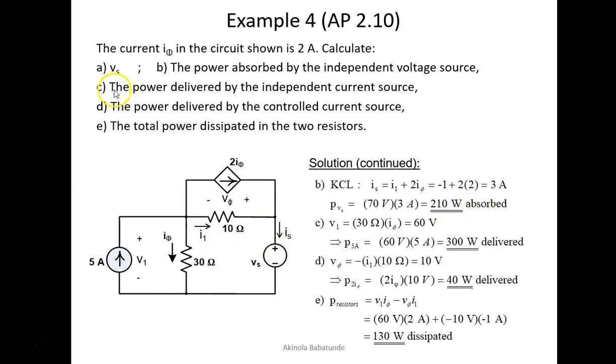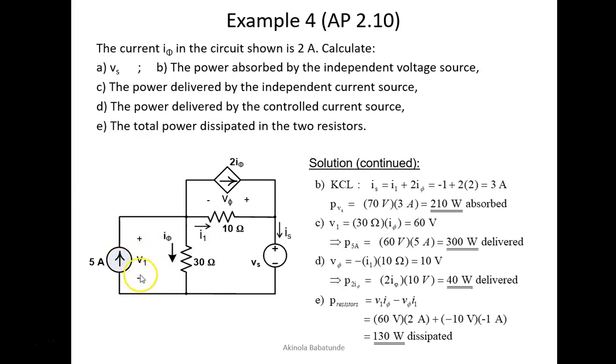In the C part, we were asked to find the power delivered by the independent current source. Where is the independent current source? This is it. The independent current source has 5 ampere, and then we are finding the power. First, we have to find the V1. How do we find the V1?